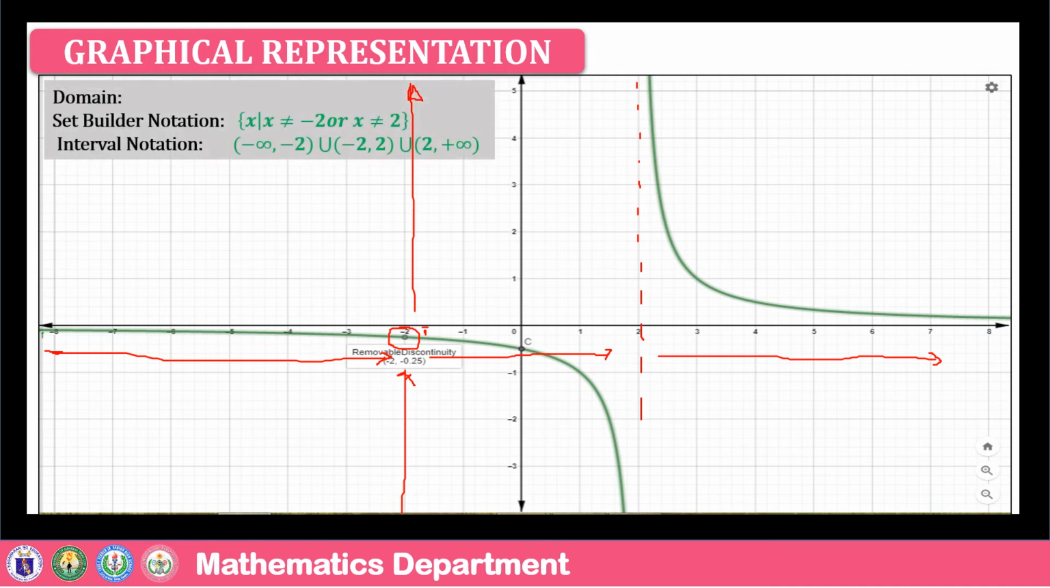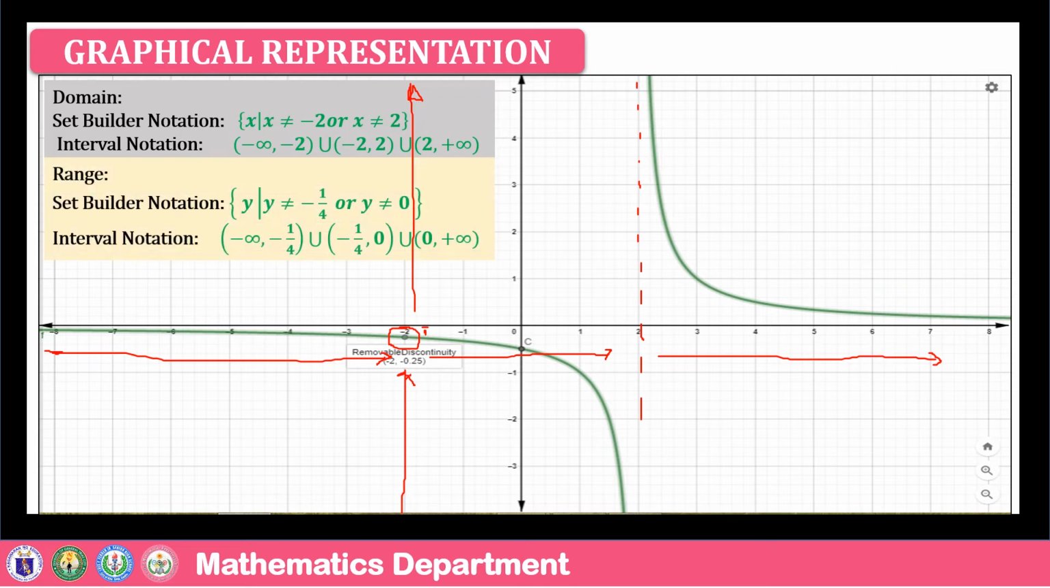So that is why yung nakikita nating domain kanina, we have here set of all x such that x is not equal to negative 2 or x is not equal to positive 2. And then yung range naman natin ay yung set of all y such that y is not equal to negative 1/4 or y is not equal to 0.